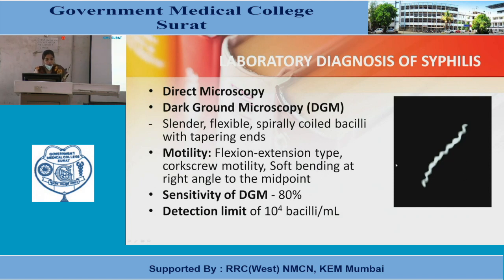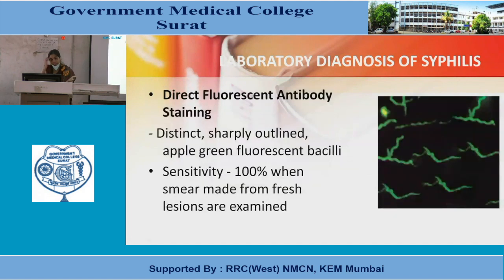This is the picture, and from the direct sample in direct microscopy we can see motility: flexion and extension, corkscrew-type motility, or soft bending at a right angle to the midpoint. The sensitivity of dark ground microscopy is 80%, and the detection limit is 10⁴ bacilli per ml. Another is direct fluorescent antibody staining. Over here, distinct, sharply outlined apple-green fluorescent bacilli can be seen, and sensitivity is 100% when smears made from fresh lesions are examined.